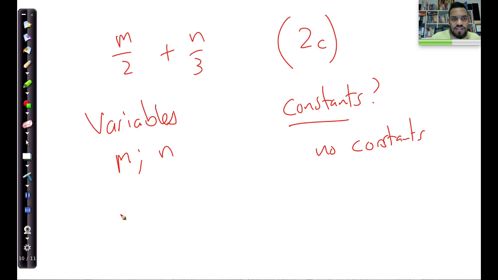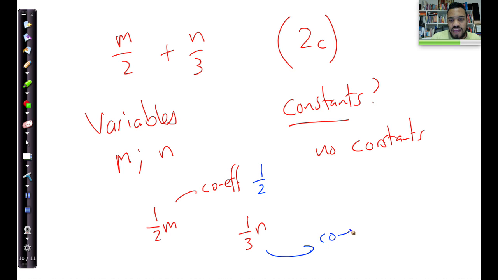And similarly, the question does not ask you for it, but I'm going to ask you for it. What is the coefficient of m? Well, m over 2 is just a half m, and n over 3 is the same as saying 1/3 n, right? Because a third times n is the same as saying n divided by 3. So the coefficient in this one of m is a half, and the coefficient here of n is actually a third. Okay, just be very careful with your terminology. That's question number 2C.